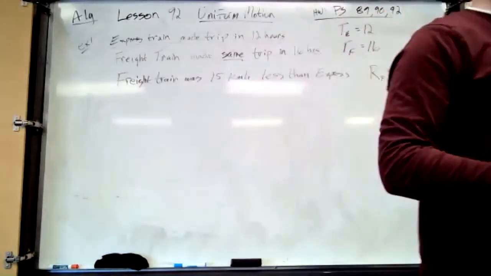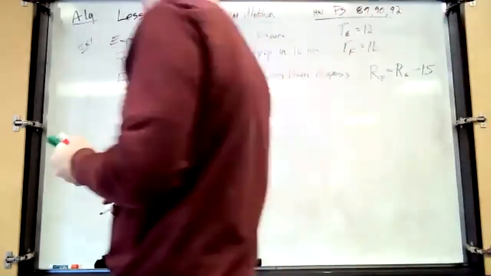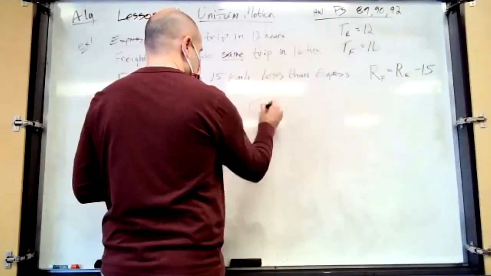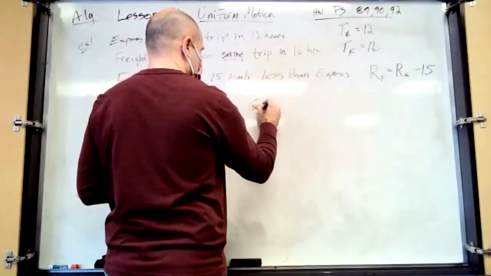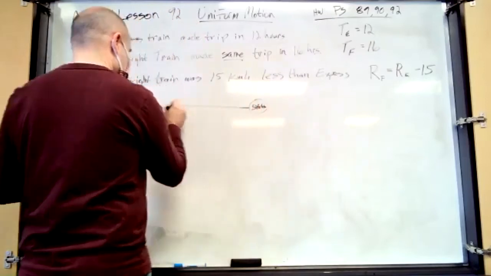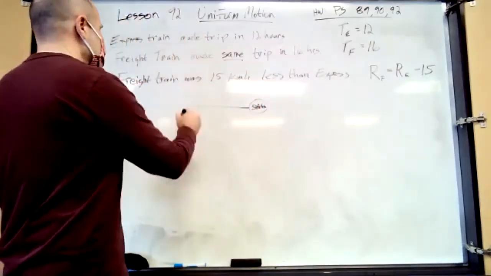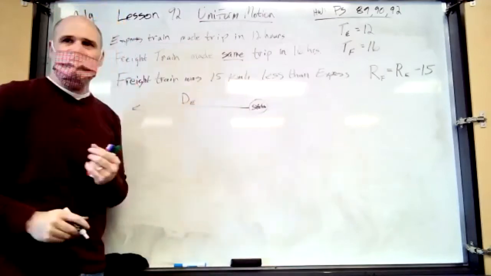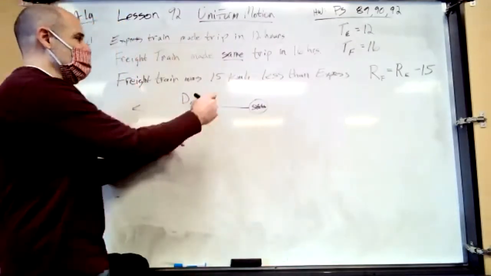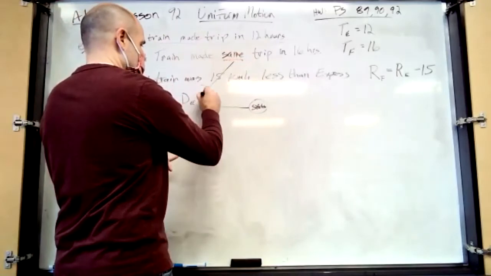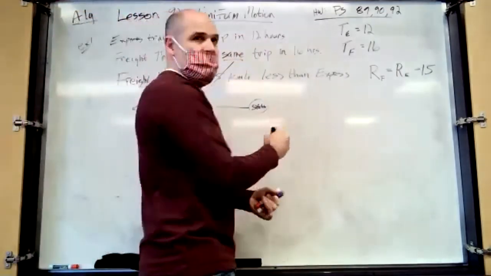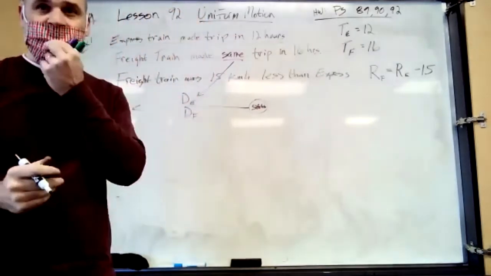Now, the last thing you need to do, or maybe the first thing, sometimes I will draw a diagram. Okay, here's the station. And they left. So this is the express train. So this is the distance of the express train. But it's the same trip. So that's the same distance of the freight train. So guess what? What can we say about the distances?